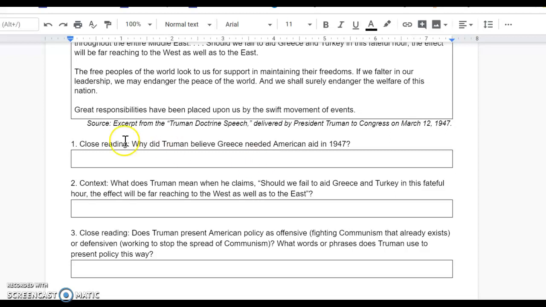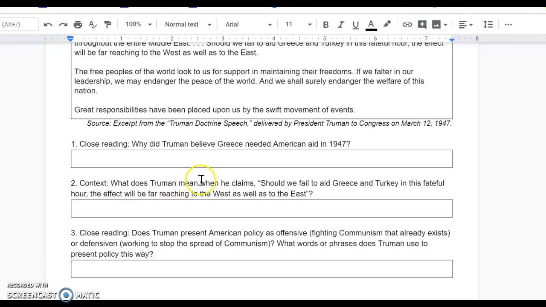three questions. Remember, a closed reading for 1 to 3 means you're taking information from the document, whereas a context type question, you're going to have to use your historical knowledge, information you gain from the reading check or the Cold War origins in the previous unit.